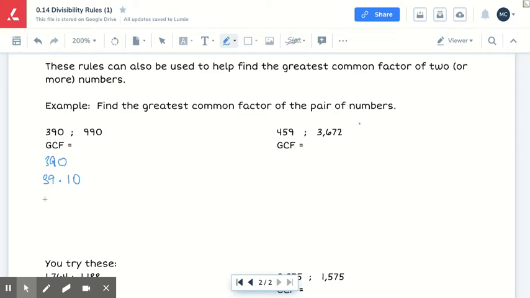And then the 39, I can tell that that's divisible by 3, because 3 plus 9 is 12. So this would be 3 times, and then just thinking about it a little bit, or maybe doing the long division, I can see that it's 3 times 13. So the 10, I'll go ahead and break down into 2 times 5 as well.